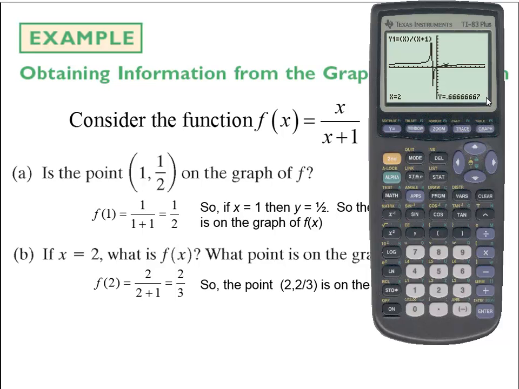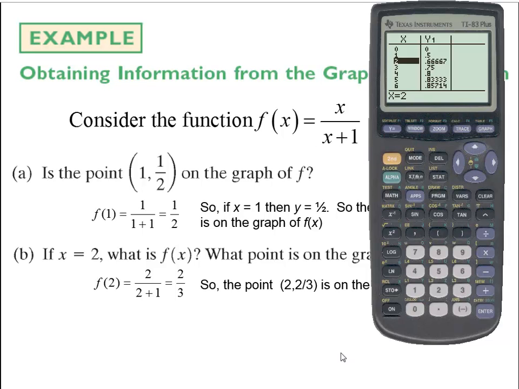0.666667 is 2/3. Another way to do this is to go to the table. Above the graph button is the table, so I could do second graph and go to the table, and I can see at x equals 1 there's 1/2, and at x equals 2 there's 2/3. I'm a visual person, so I prefer to look at the graph.